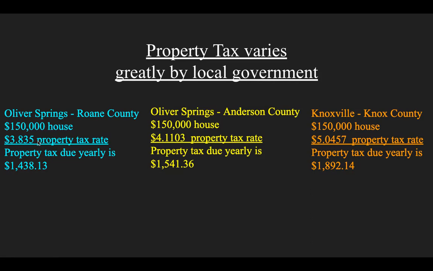You take your assessed value and you multiply that by the tax rate, and then that tells you how much you're going to owe. So as we see, it's $150,000, but based on the property tax rate, Oliver Springs, Roane County is cheaper than if you lived in Oliver Springs, Anderson County, which is still cheaper than if you lived in Knoxville city limits.